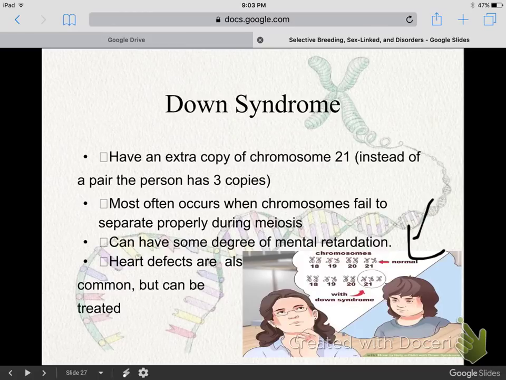People with Down syndrome can have some degree of mental retardation. I mean, sometimes it's very little, sometimes it's more severe. Heart defects are also pretty common, but they can be treated. This is not something that is ruining your life, like you can't have everyday functions. People with Down syndrome can still have a job after school and high school and all that stuff, so they can live normal lives.